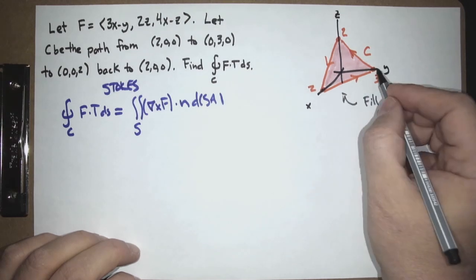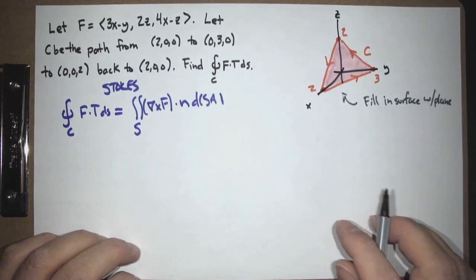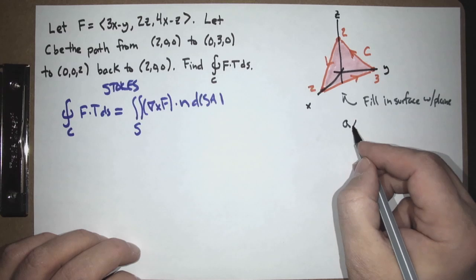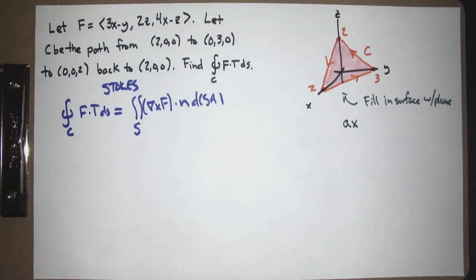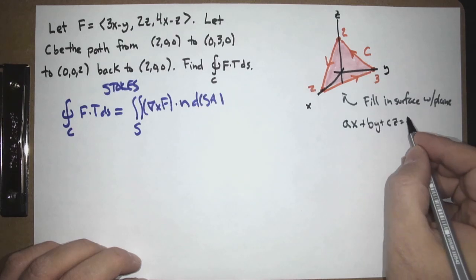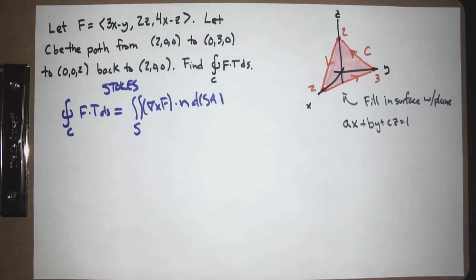When you have points that are on the axes, it's actually very quick to fill in. They always will look like ax plus by plus cz equals 1, and we're just going to find a, b, and c really quickly. Now, how do you find things? What should you do?